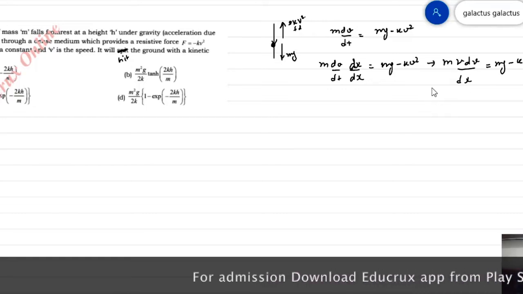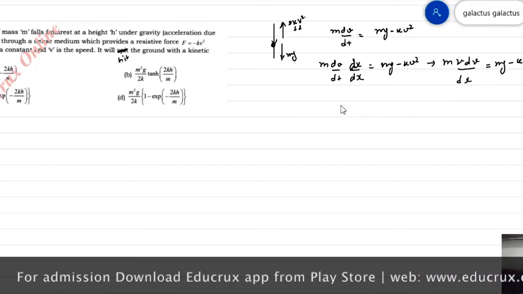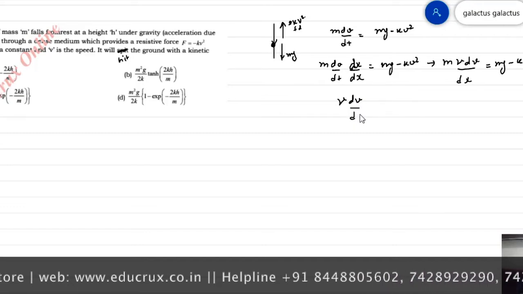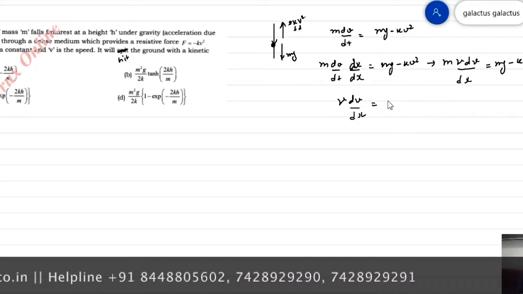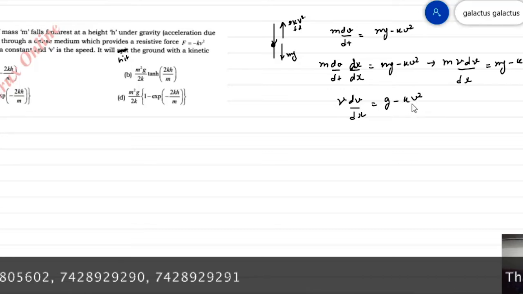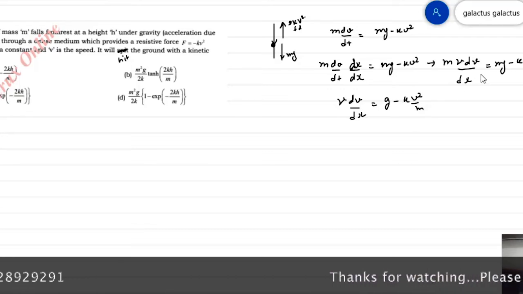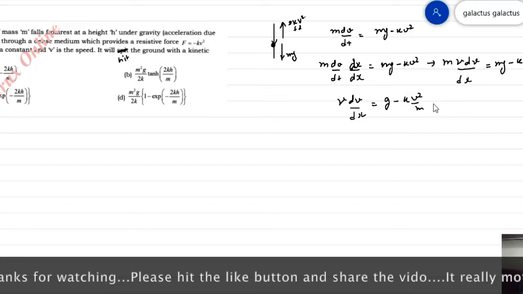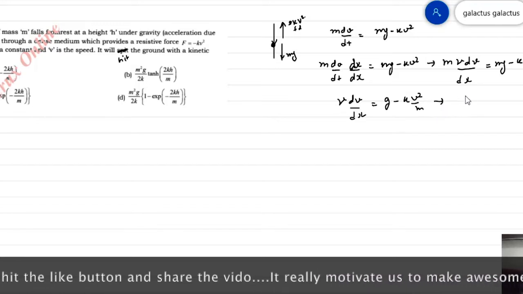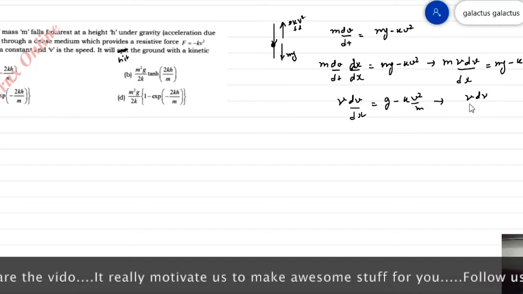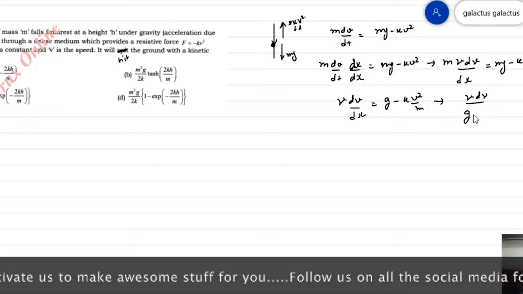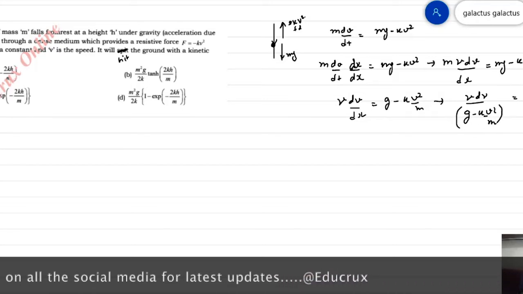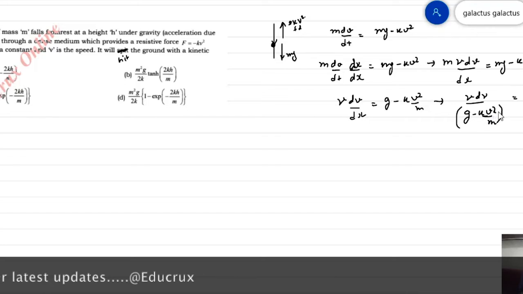So if I now divide by m on both sides, I will get v dv upon dx is equal to g minus kv square by m. Okay, so this will be the form of our differential equation, and I can resolve it into this. Okay, so this is square.